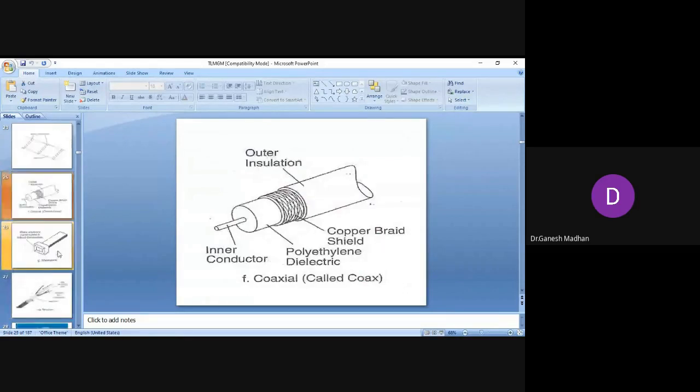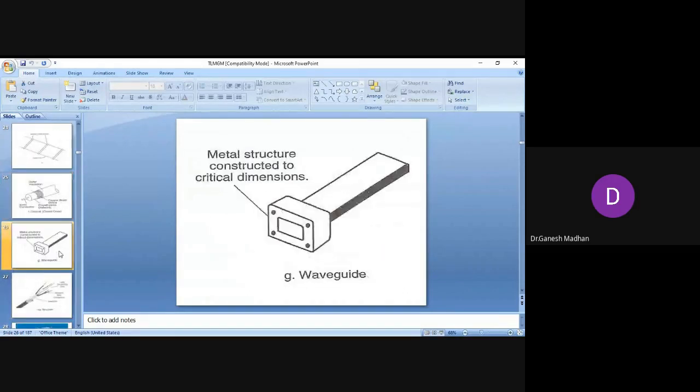Then waveguide. Since most of you would have done the RF and microwave laboratory, you should have come across this. Or those who are in the third year, you may be doing the experiment where the dimensions of these waveguides have a relation to the operating frequency.